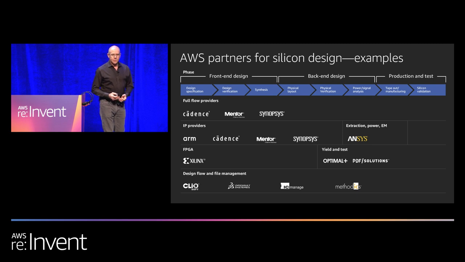Partners in the yield area, so Optimal Plus, for example, PDF Solutions, these are companies that provide that connectivity, that, if you will, that supply chain data management from manufacturing back into design. And then design management, file management, partners in this space as well, increasingly migrating their offerings to cloud. And many more to come, of course.